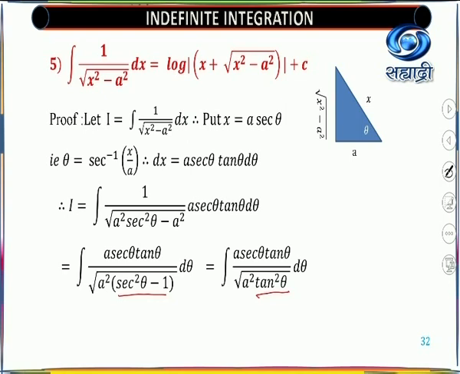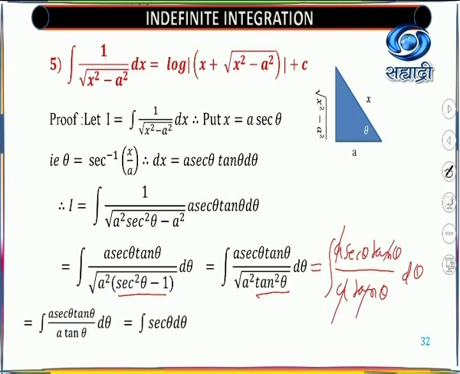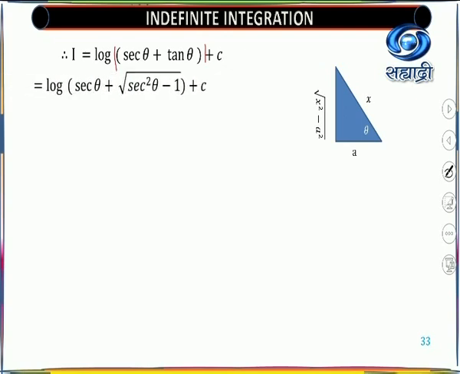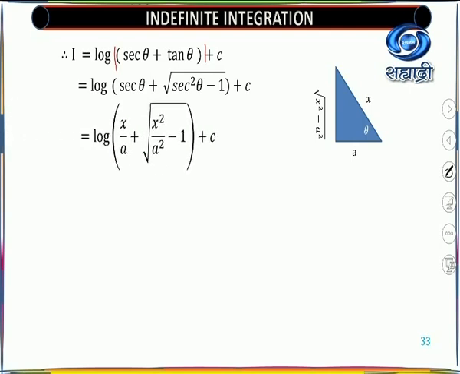So integral a sec theta tan theta upon root of a square tan square theta gives a sec theta tan theta upon a tan theta d theta. Look here, a will get cancelled, tan theta will get cancelled, so you are left with integral sec theta. You know the value of integral of sec theta: log of mod of sec theta plus tan theta plus constant of integration, which is sec theta plus root of sec square theta minus 1 plus constant of integration.